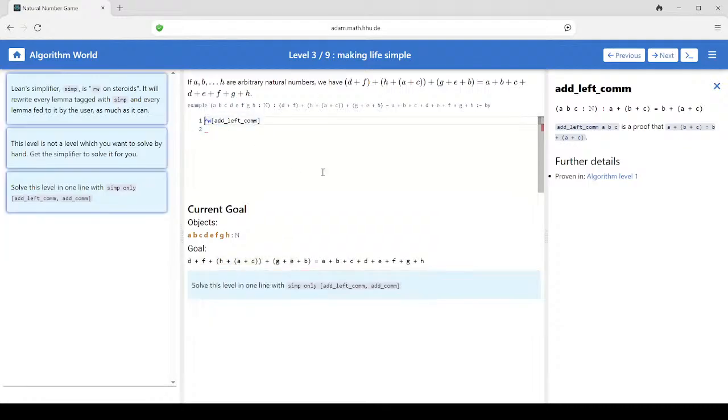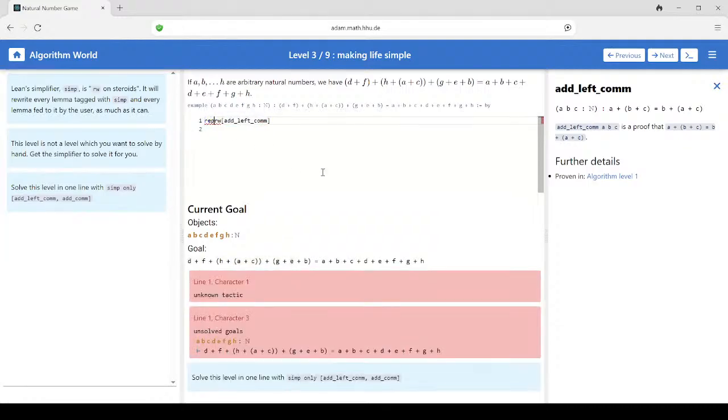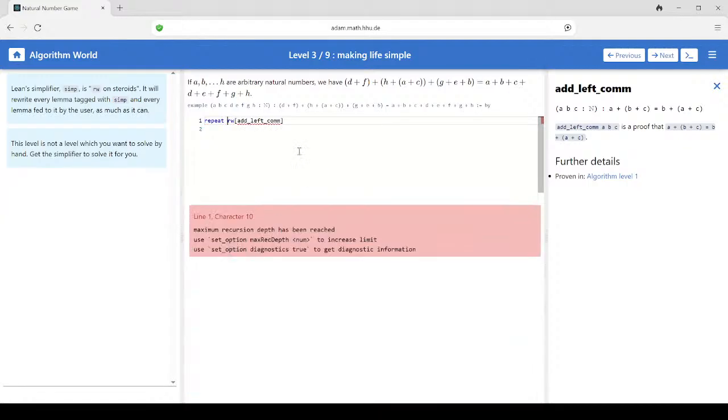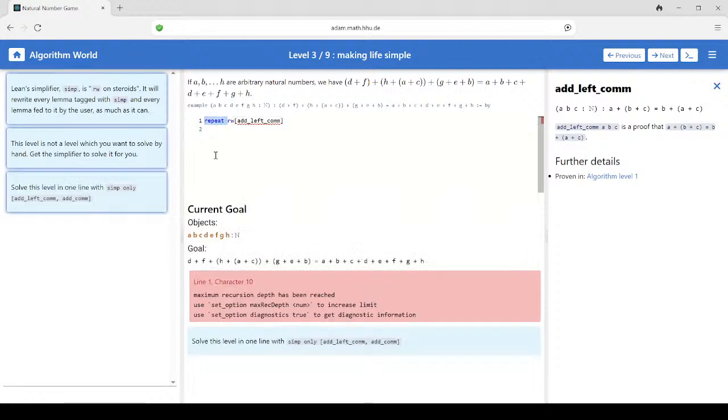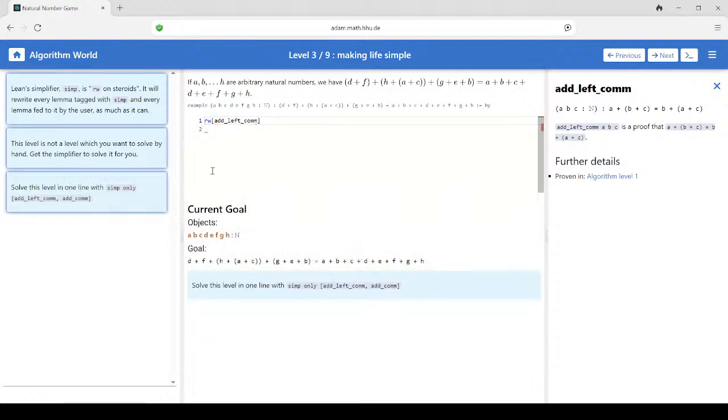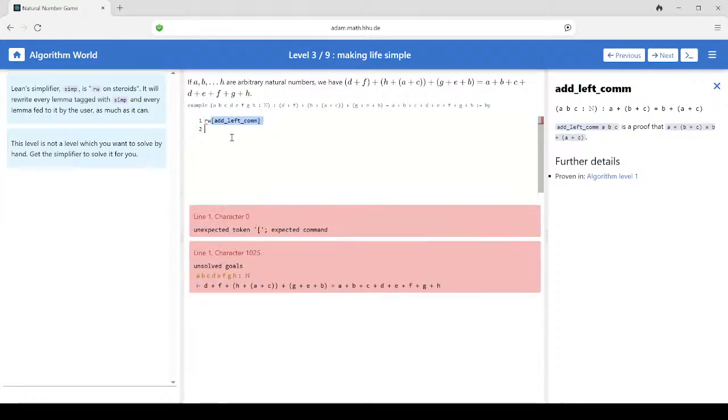So now I understand. If I tried to repeat it, it would just loop forever. Yeah, maximum recursion depth has been reached. I assume that means it's redoing it over and over. So we can't do that. So then what is simp? Simp is different from rewrite somehow. Whoops, what did I do?